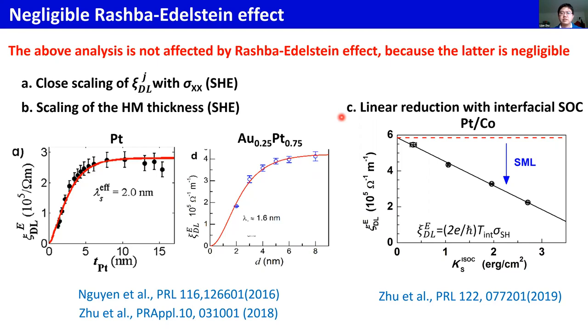The third piece of evidence is we found the measured dampinglike torque efficiency reduces with the interfacial spin-orbit coupling strength of the platinum cobalt interface. We attribute this reduction to spin memory loss due to interfacial spin-orbit scattering. But in any case, if this reduction includes any contribution from Rashba torque, then this Rashba torque will be negative and become negligible when the interfacial spin-orbit coupling is reduced to a very small value, as is usually the case for the ideal heavy metal ferromagnetic interface. So we can safely say the Rashba effect is negligible in the samples we study here.